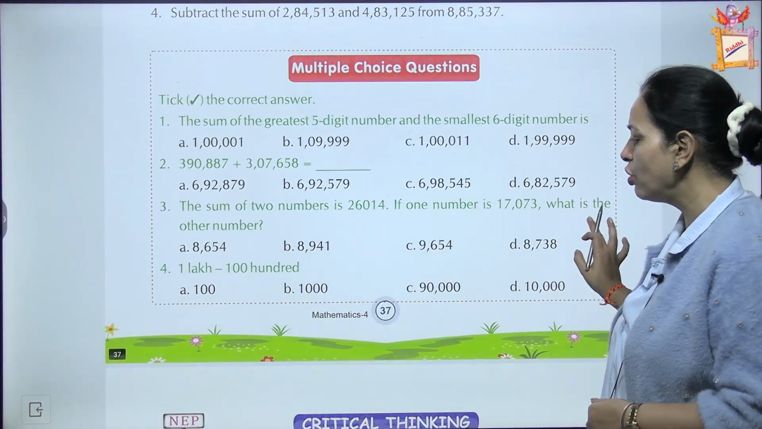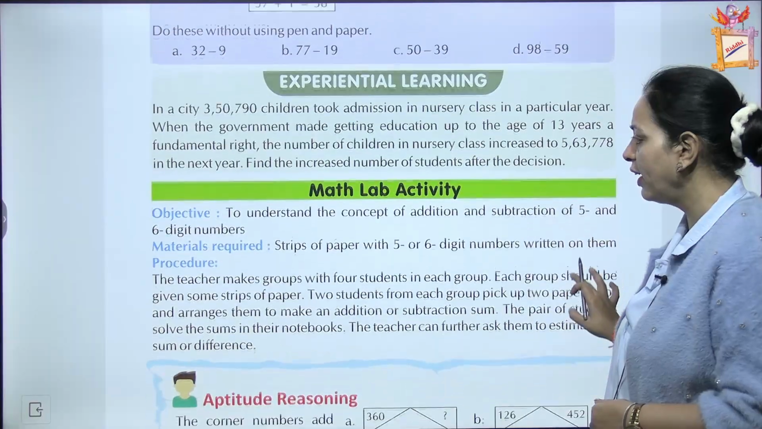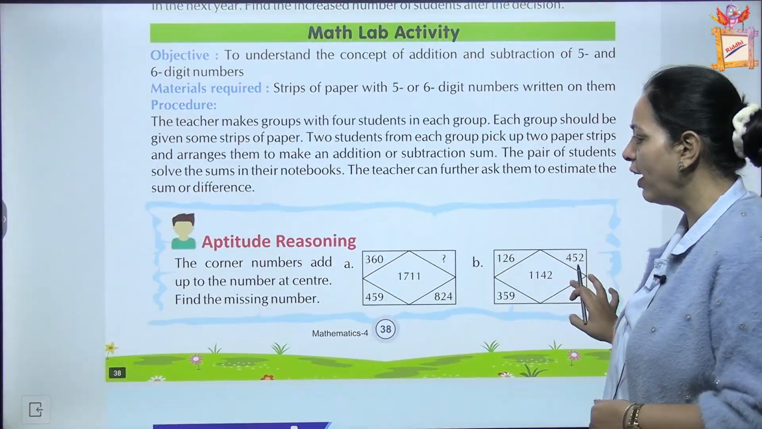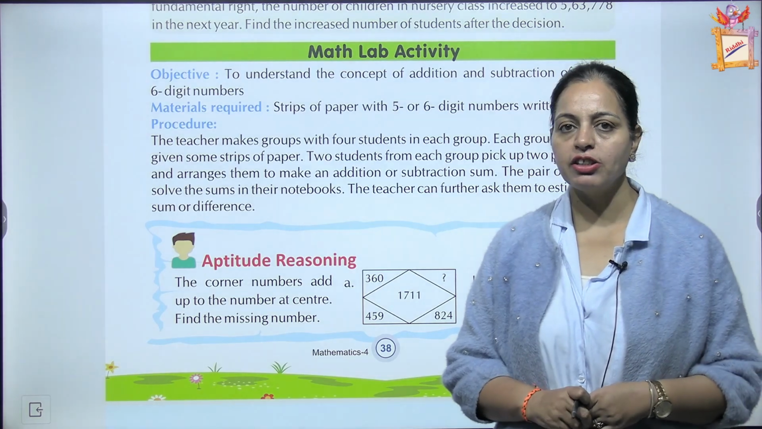ऐसे ही हमारे पास MCQs हैं. We can try. क्रिटिकल थिंकिंग है, एक्सपेरिमेंटल लर्निंग है और मैथ्स लैब एक्टिविटी है and एप्टीट्यूड रीजनिंग. I hope the concept is very much clear to you.